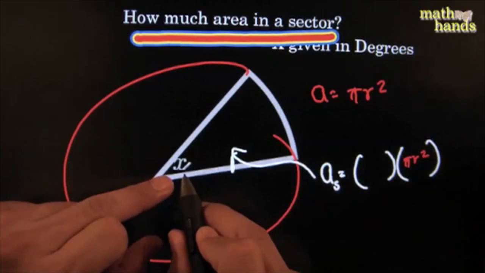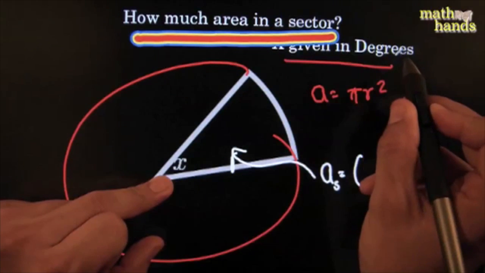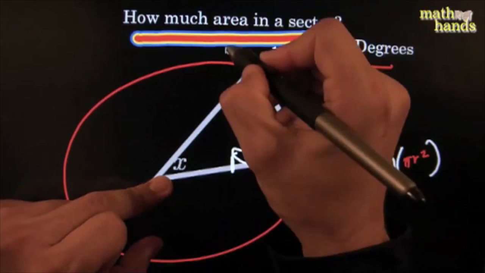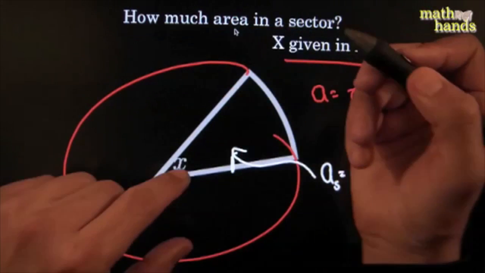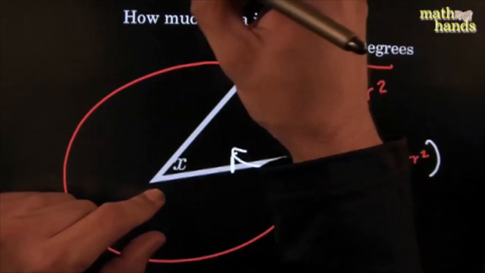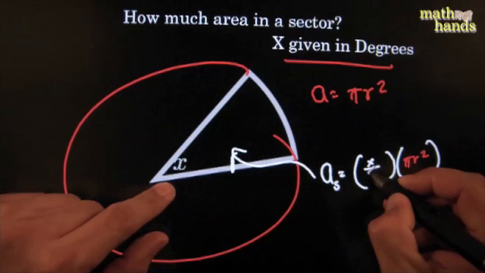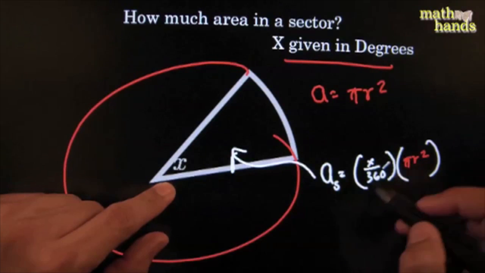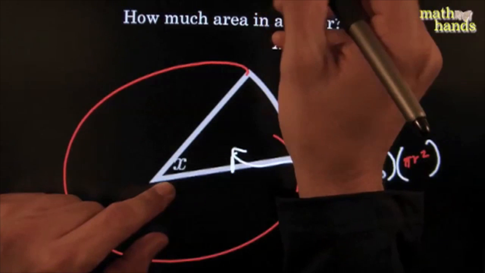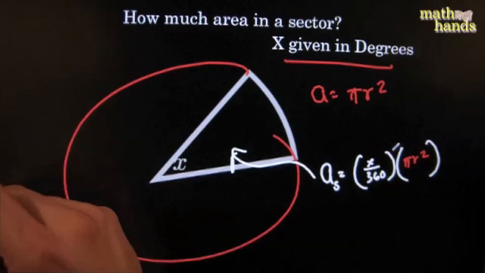What portion do we have? If x is given in degrees, the portion would be, let me think, x degrees out of 360. That's the portion. This one doesn't clean up as nicely. That's why this one's not as famous as the one for radians.